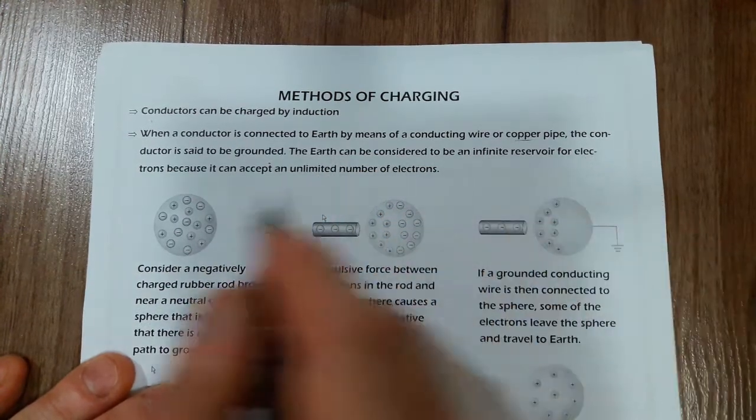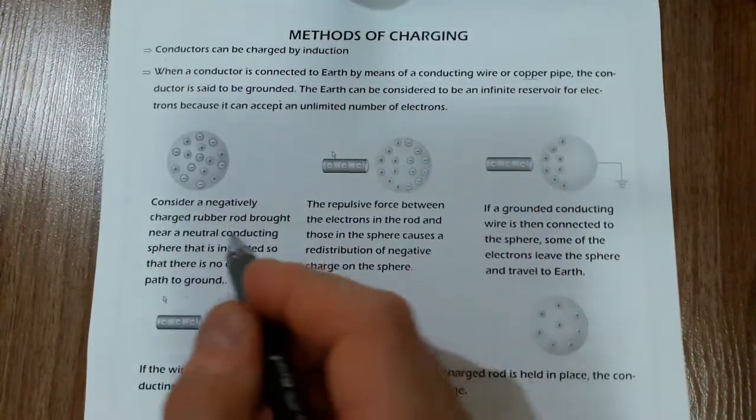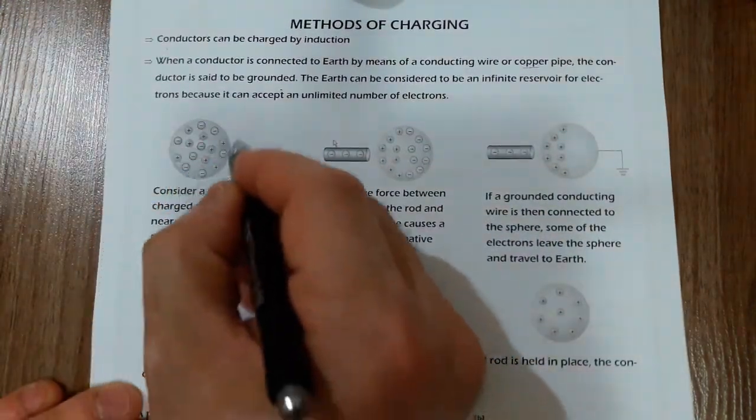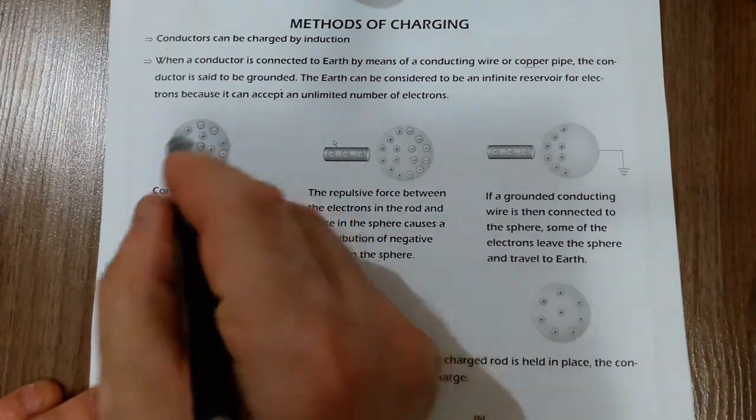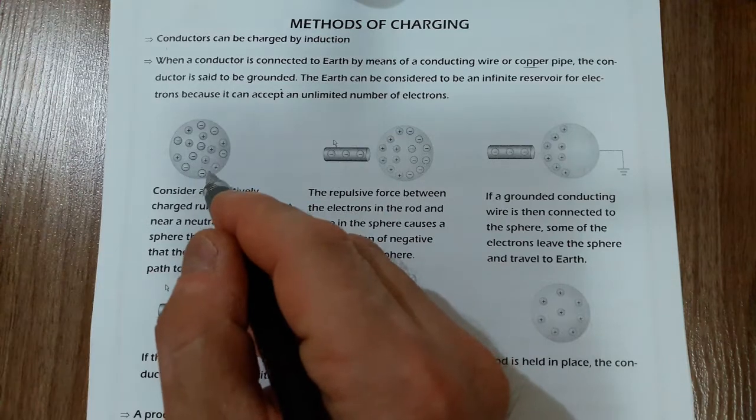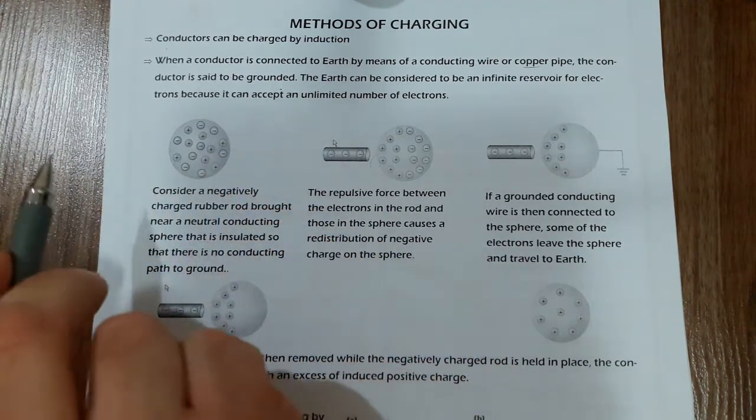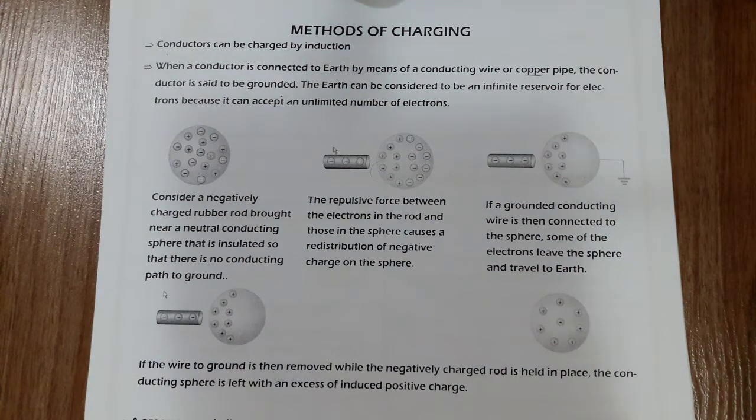The earth can be considered to be an infinite reservoir of electrons because it can accept an unlimited number of electrons. Now, this is the conducting sphere, which means a copper sphere. As you see, this is a model. This is not a real picture. So as you see, here is equal number of positive and negative charges.